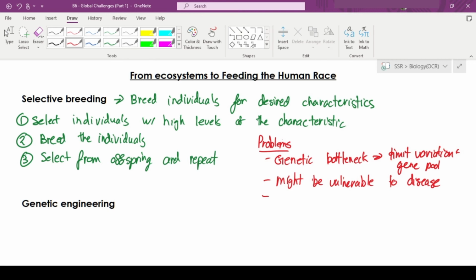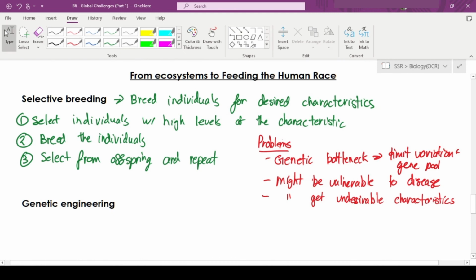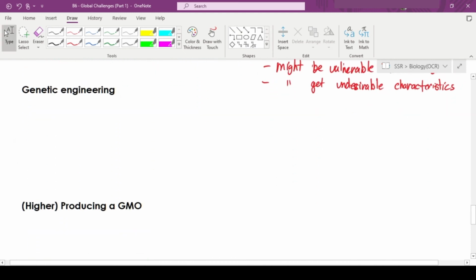This is also going to bring along undesirable characteristics. So if you think about it, because you're breeding the whole individual, not just the parts that you want, if that individual has some of the parts you want, but potentially also has some stuff you don't want, you're still going to bring those things along with it. So you need to be a bit careful there in how you select individuals.